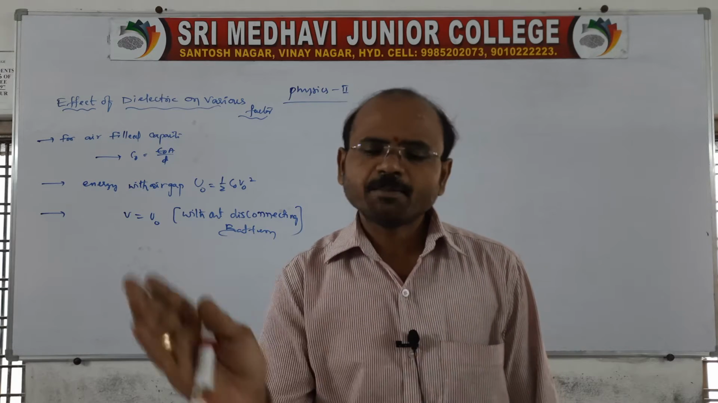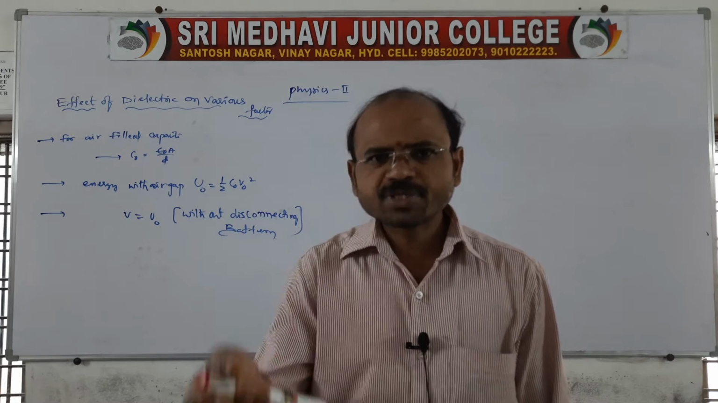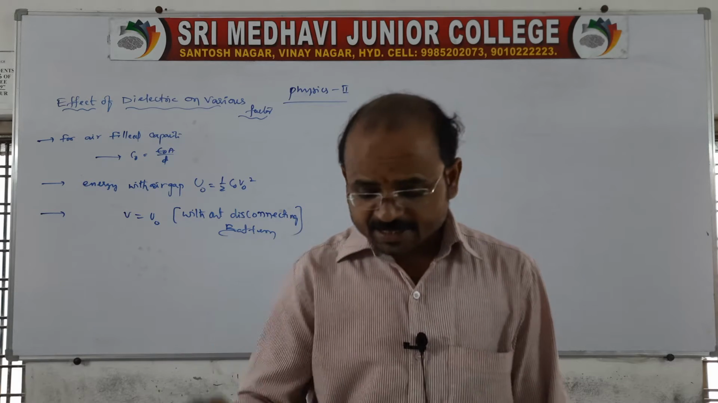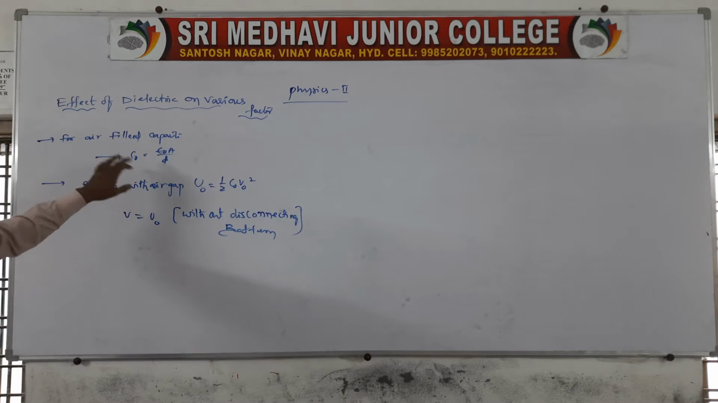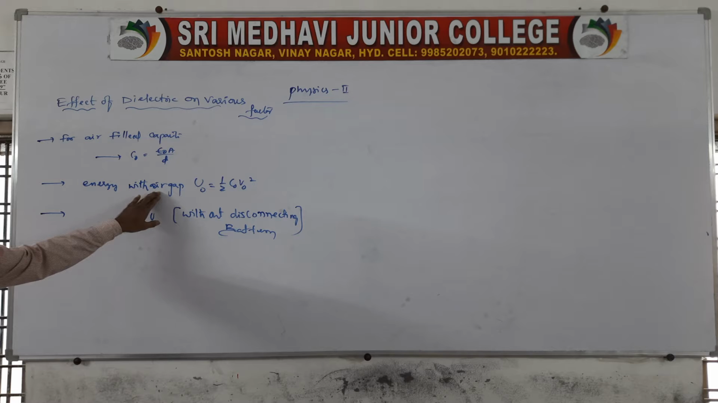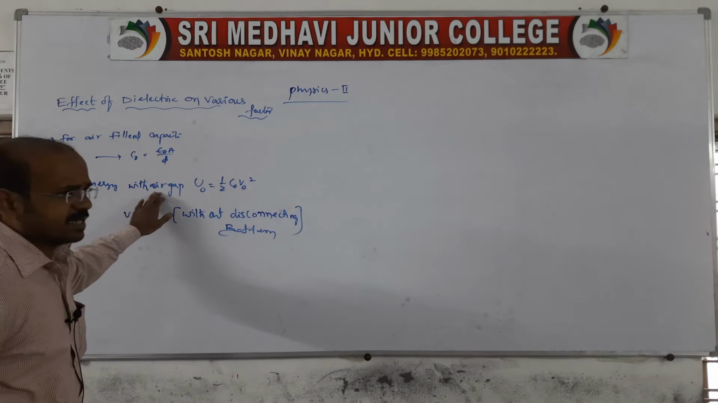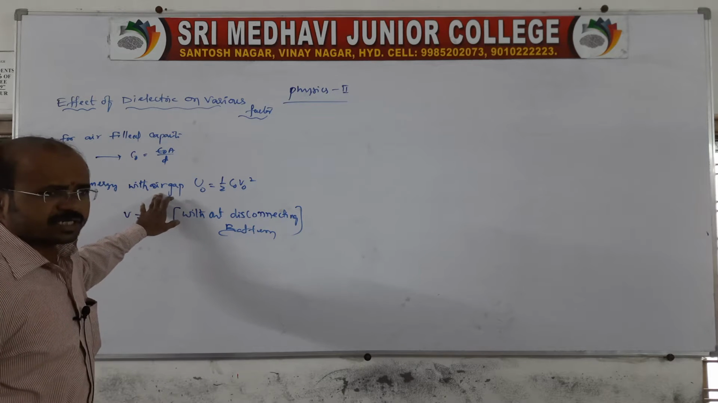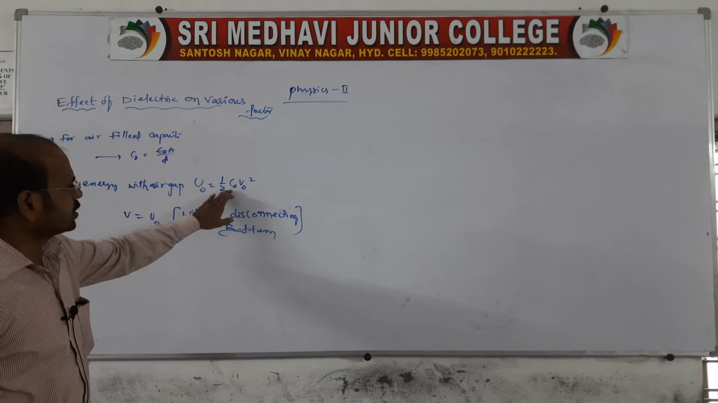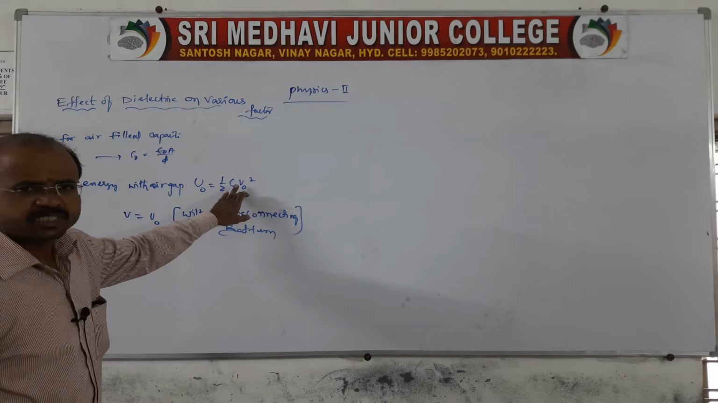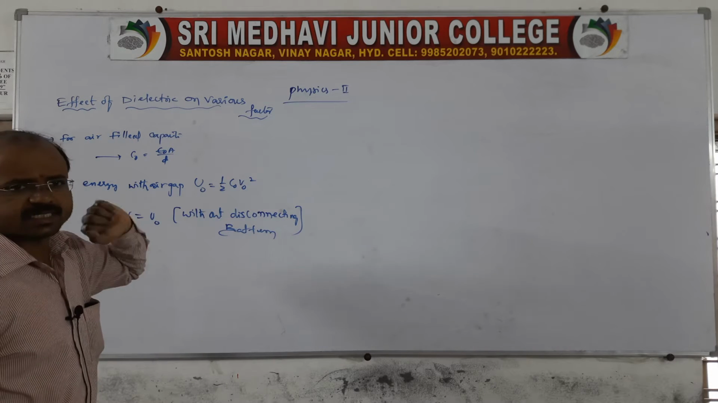When the dielectric is present, what will happen to the energy stored in a capacitor? Before that, we know that when there is an air filled capacitor, the capacitance will be C naught is equal to epsilon naught A by D, and the energy in the air gap, without any dielectric, air or vacuum, U naught is equal to 1 by 2 C naught V naught square. You take any one expression; suppose you go with this expression.